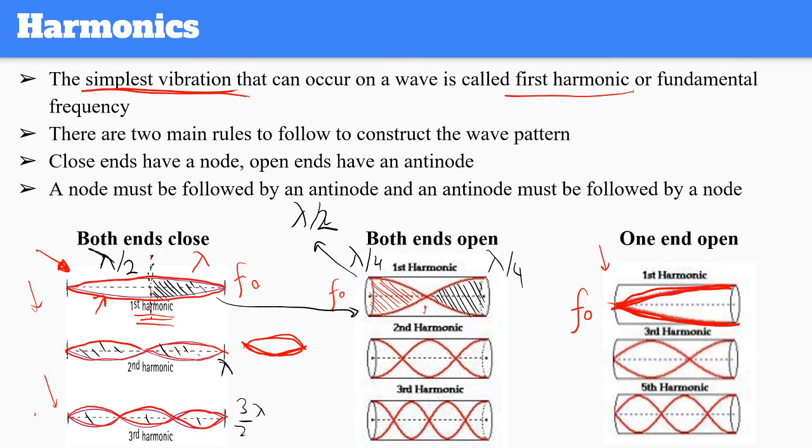To be able to get the second harmonic for the next system, you again add a loop. To be able to get the third, you add another loop. But the rule says at open ends, you cannot have a node. You need to have an antinode. So your ends are always going to have this shape, but in between you can actually add loops.